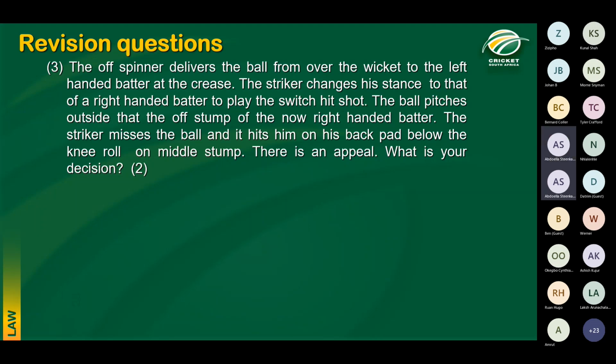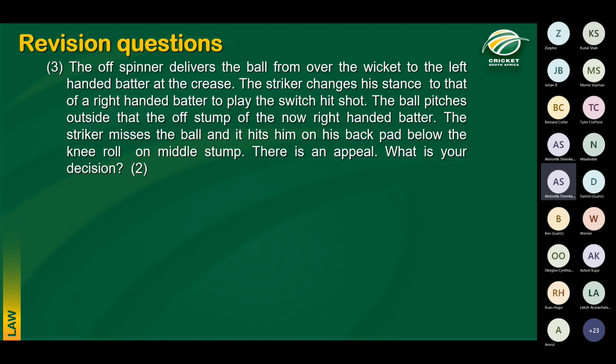The striker then changes his stance. The striker switch hits. And now the striker is a right-handed batter, attempting now to play the shot. So again, visualize what the striker is doing. Initially, a right-handed bowler over the wicket, left-handed batter. Striker now switch it. The striker is now a right-handed batter.